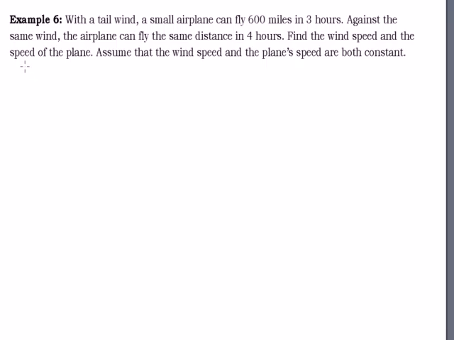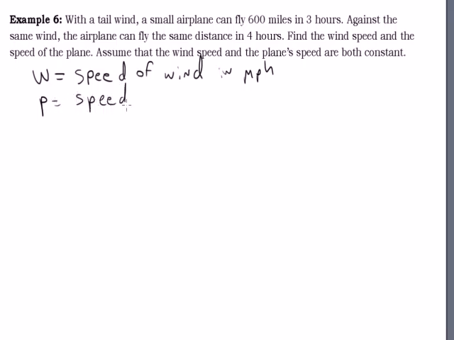Alright, so we need a couple variables here. Let's do the first one that comes in the problem first. We'll say the wind speed is W, speed of the wind. And let's notice what the unit should be, since we're dealing with miles and hours, so miles per hour. And the other thing we're dealing with is P, the speed of the plane, in miles per hour as well.